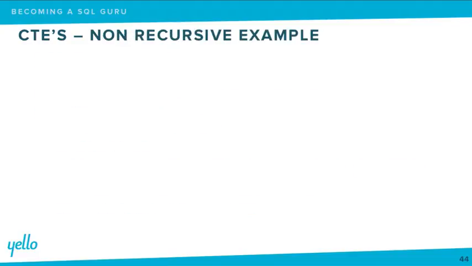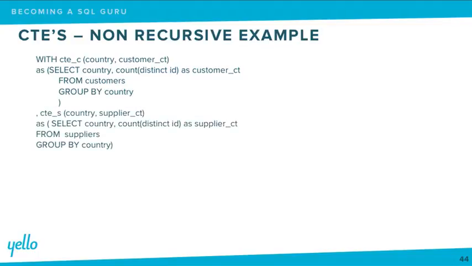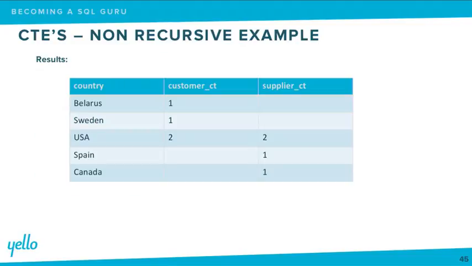So, basic syntax for a non-recursive example. Let's say I want to produce a subquery that basically has my CTE for country, where I have my country and my count of customers. Then I have another CTE that does my country and my count of suppliers. And then I want to do a full join between them. And now I can see my list of countries with my customer count and supplier count for every single country. Any questions on that? Okay.